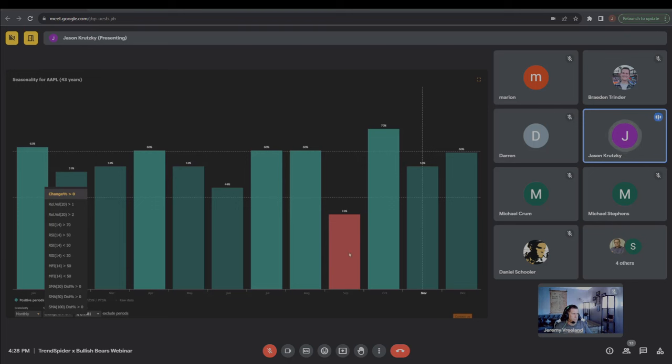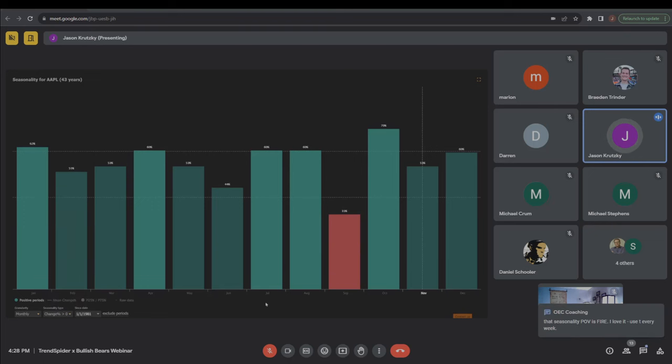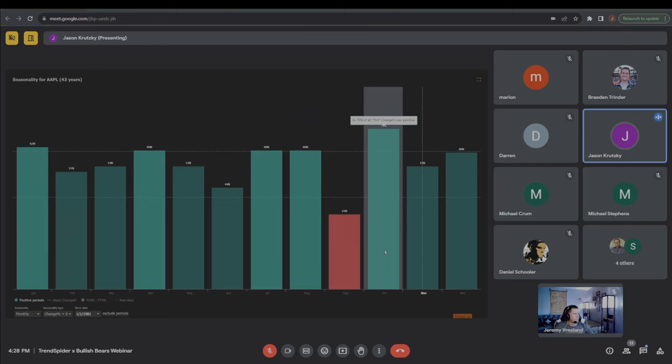On Apple, we can see Septembers, they perform really poorly over the past 43 years. Only 33% of the time, Apple closes green in September. However, October, 70% of the time. So this is a very quick way to visualize alpha, right? September is generally a pretty poor month for Apple. October is generally a pretty good month for Apple.